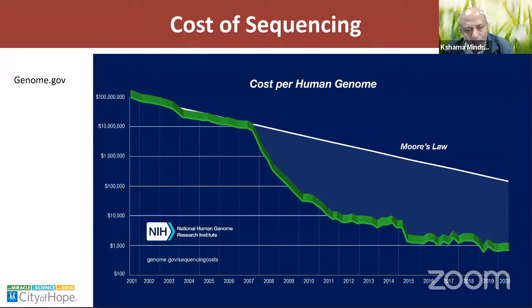So one of the major drivers of adoption of next generation sequencing is that the cost of sequencing is going down every 2 or 3 years. So what used to be a single genome that cost $100 million is now $1,000, and the expectation is it will go down even more.